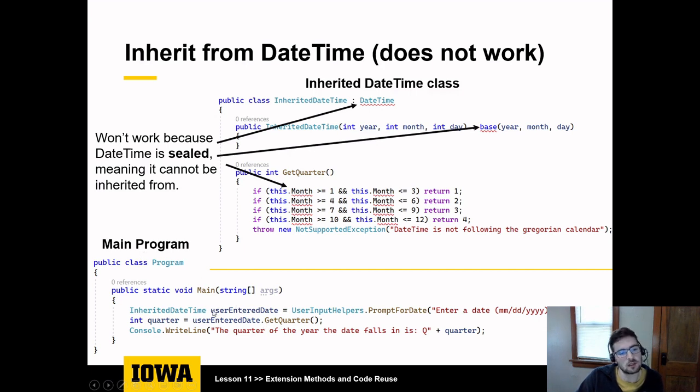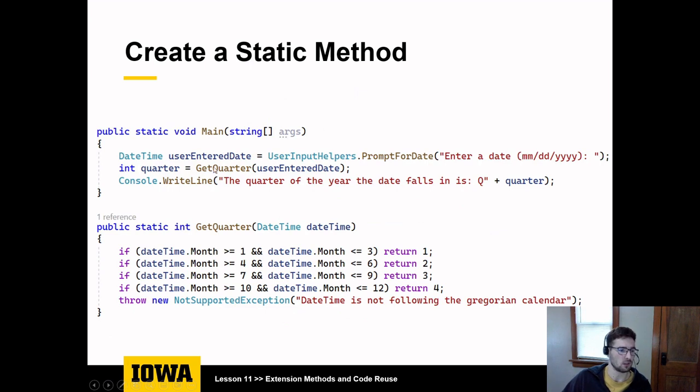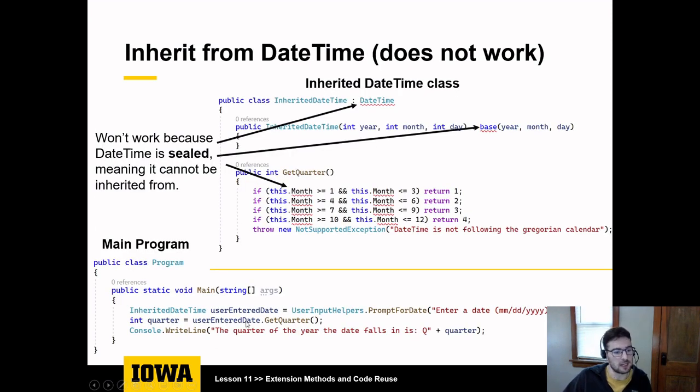But notice how our main program would look if it did work. If it did work, we could go userEnterDate.GetQuarter. See the difference? Here with a static method, we have GetQuarter, and we pass in the userEnterDate. And here we have userEnterDate, and we call dot GetQuarter. So the syntax is arranged a little bit differently.